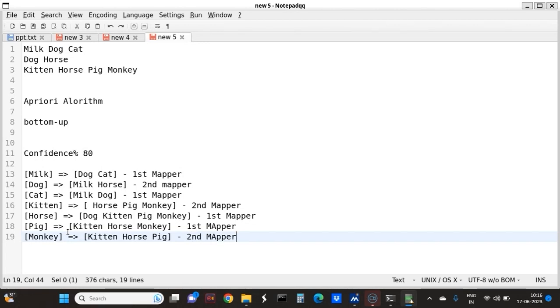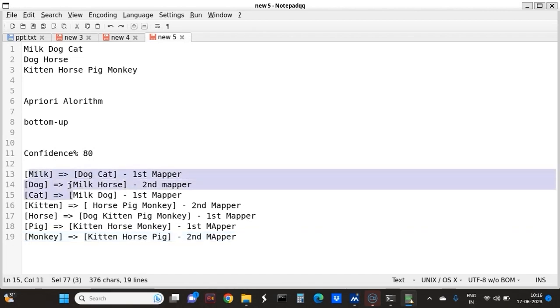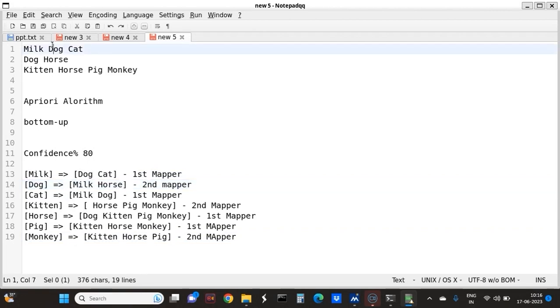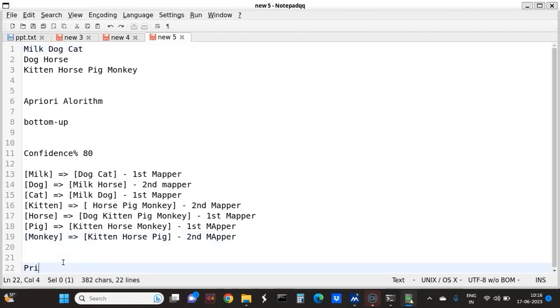So confidence is 80%. Now in the next step I want to check if milk and dog are there. So milk and dog. See, the first two rows I will combine. I will go from bottom to up. So milk and dog is there in one. So I will prune all the other steps. I will prune the remaining tuples.